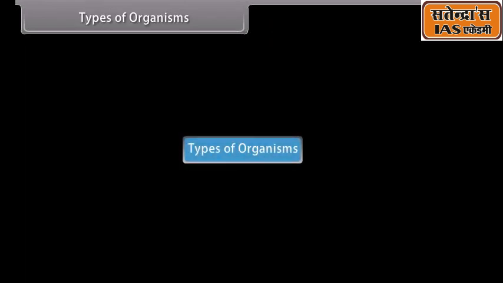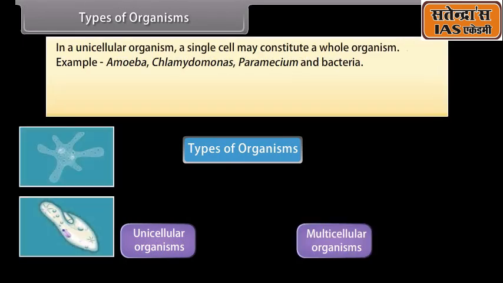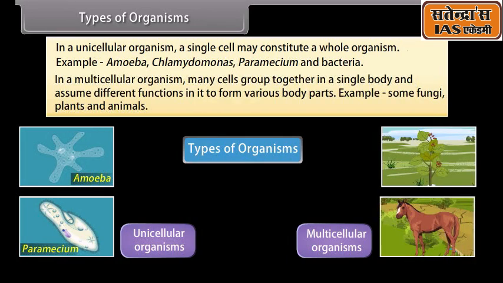Types of organisms. Unicellular organisms, multicellular organisms. In unicellular organisms, a single cell may constitute a whole organism. Example, amoeba, Chlamydomonas, Paramecium and bacteria. In multicellular organisms, many cells group together in a single body and assume different functions in it to form various body parts. Example, some fungi, plants and animals.